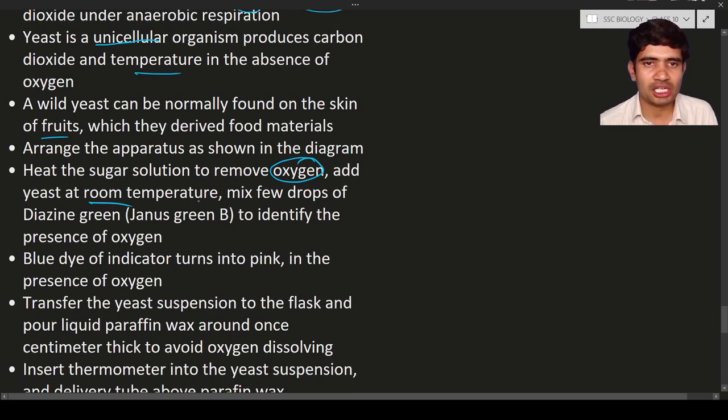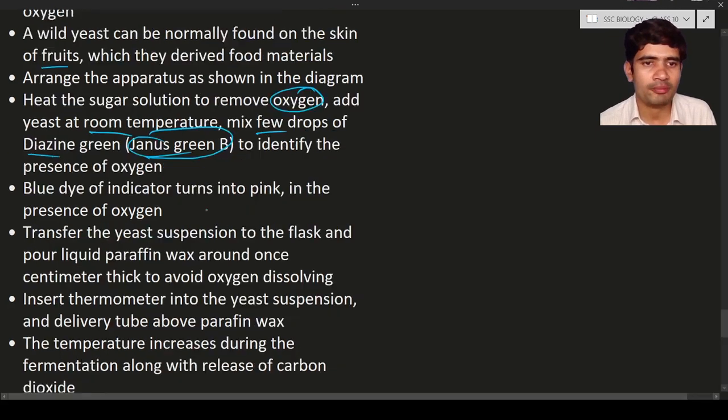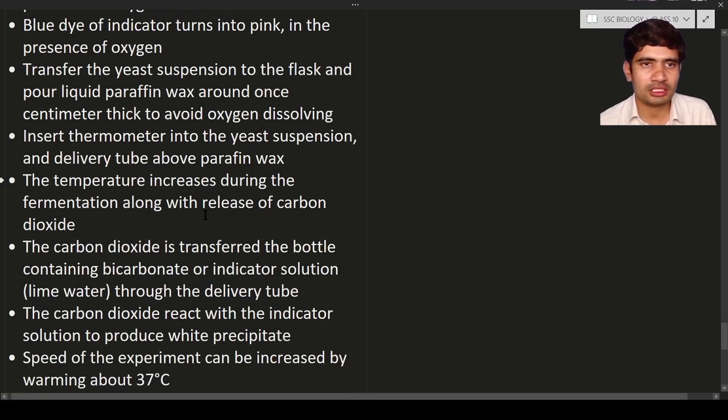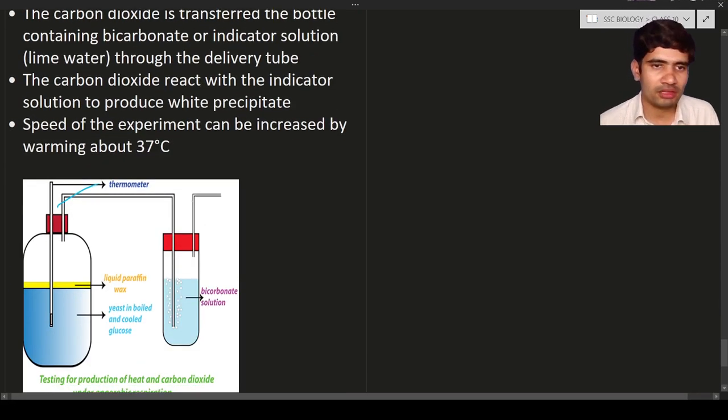Then mix in a few drops of diazine green or Janus green B. This is used as an indicator for oxygen, to identify whether oxygen is there or not. The blue dye indicator turns pink in the presence of oxygen. For example, if oxygen is there, this blue dye, Janus green B, is going to turn pink. Pink color indicates that oxygen is present in the solution or media. Okay. So next, pour paraffin wax on it.